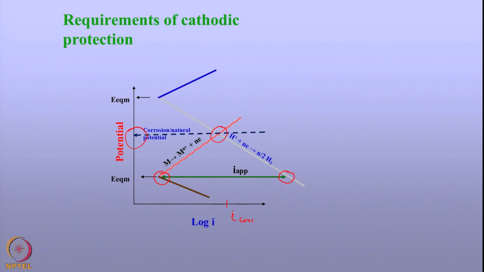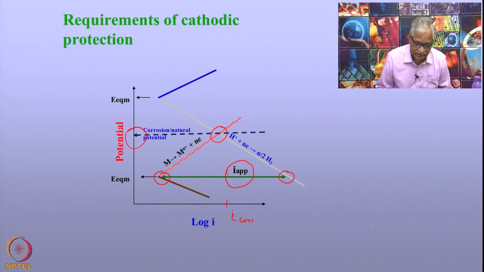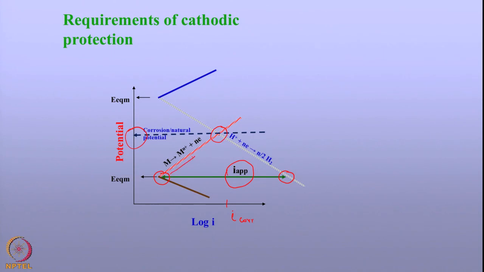Okay. That means, you need to apply more current in order to bring down the corrosion rate of the metal from the ICAR value to almost a nil value, and this current is called the applied current. So, the cathodic protection engineering requires current that is dictated by the anodic kinetics of the metal and the cathodic kinetics of the reduction reactions, okay, which means they are all following the Tafel lines.